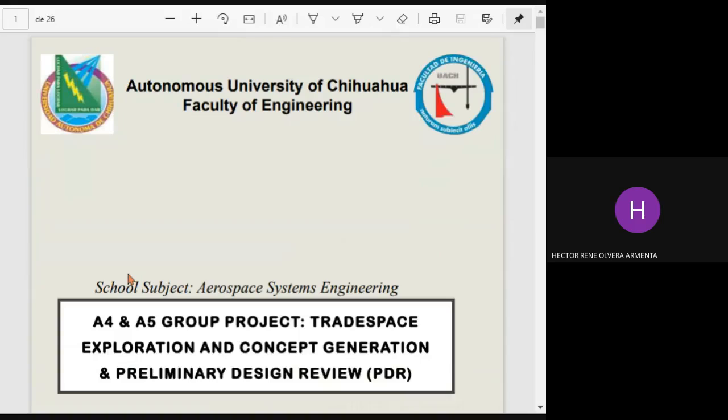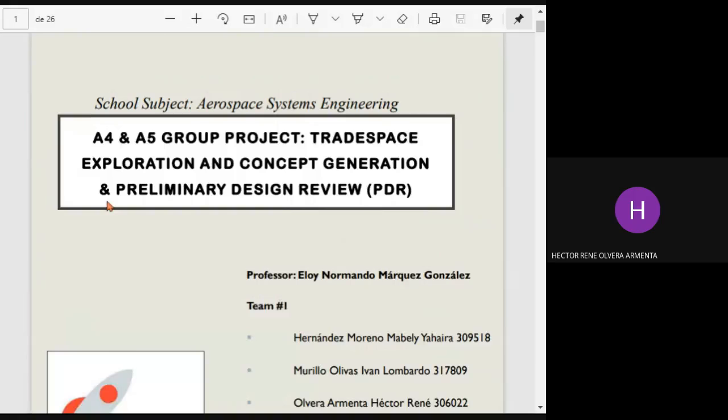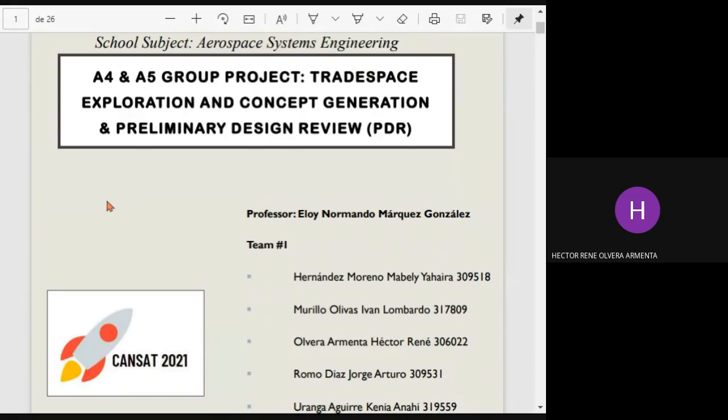Good evening, everyone. My name is Hector Olvera, and I am the leader of team number 1 in the class of Aerospace Systems Engineering. I am going to present the PDR that we did. The team is made up of 5 members: Mabeli Hernandez, Ivan Murillo, Jorge Romo, Kenia Uranga, and your server, Hector Olvera. Our professor in this assignment is Eloy Normando Marquez Gonzalez.